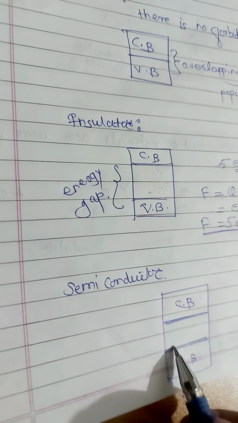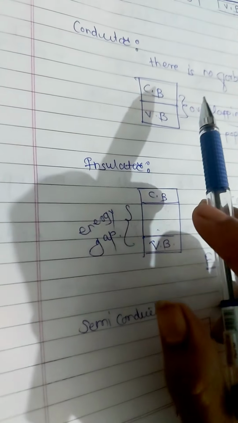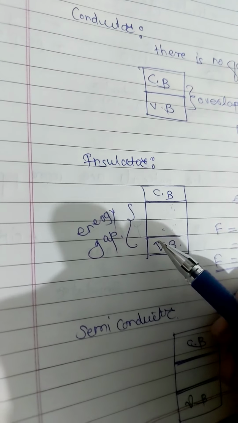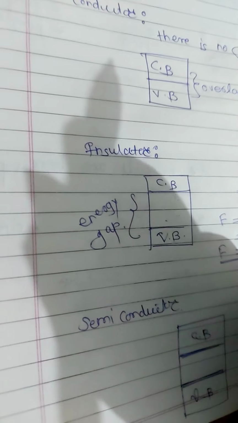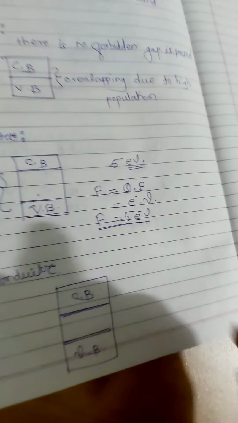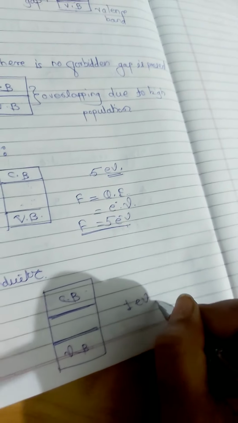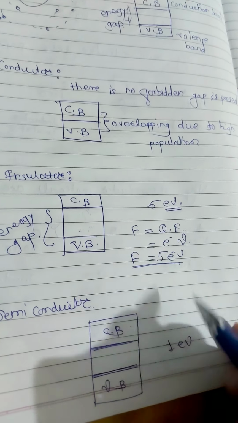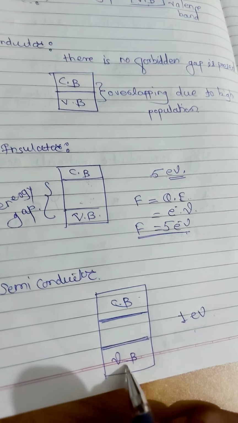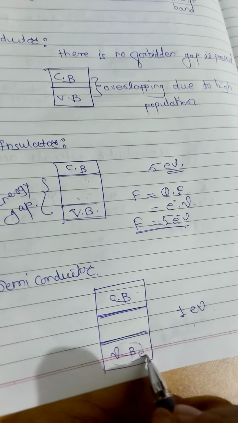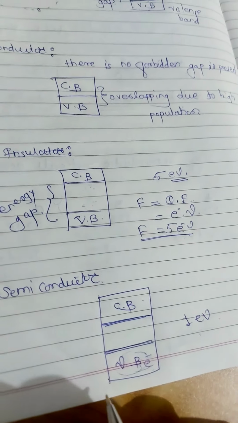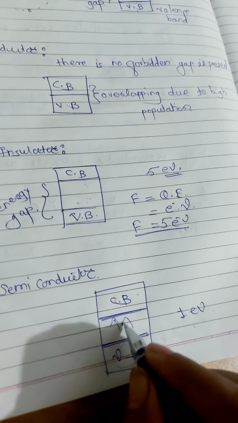So what is required here is not more than the insulator, and not less than the conductor. Okay, so how much does it require? It requires about 1 electron volt, meaning less than the insulator and more than the conductor. Just 1 electron volt you have to apply to these electrons, and then this will deliver the electrons of this band to the conduction band. Okay, in this way.